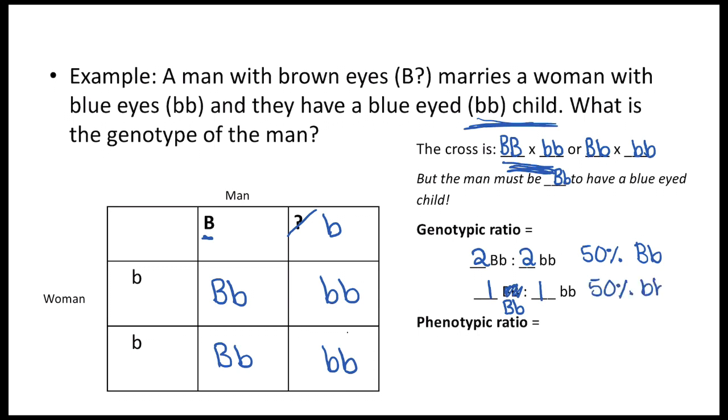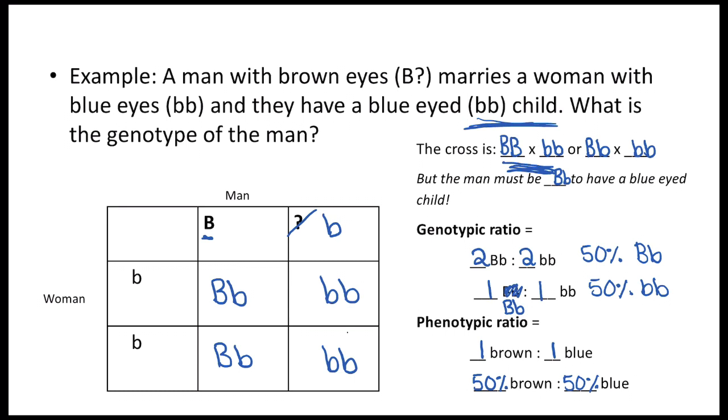So now when we look at our phenotypic ratio, which is again what we see, we have 2 possible children with blue eyes, but we reduce this to 1-to-1 because the ratio is the same. It's still 50-50. So it's 1 brown-eyed to 1 blue-eyed, which is again a 50-50 chance. So this is a hypothetical prediction.